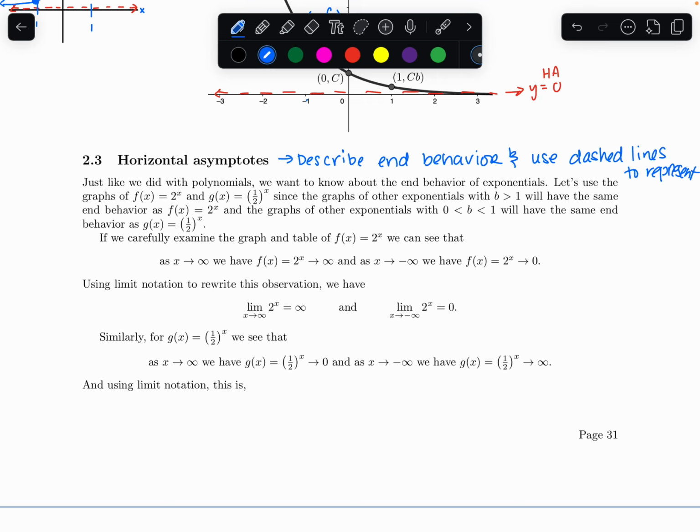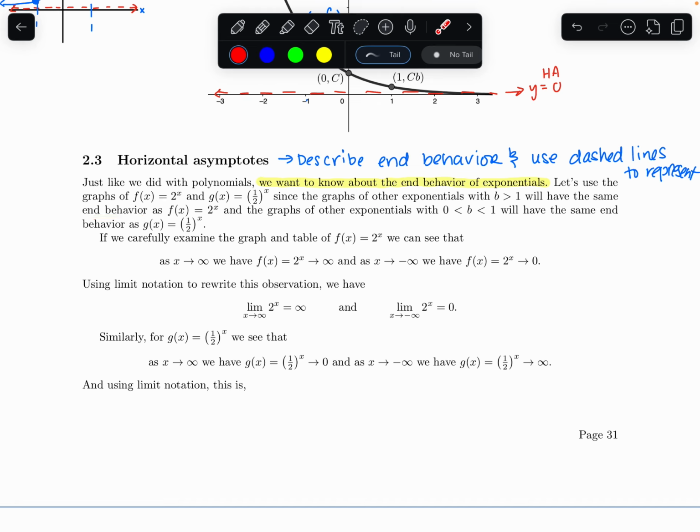And so let's talk a little bit more. There's a lot going on here. Let's kind of dig through it. Just like we did with polynomials, we want to know about end behavior, right? So that's the big question. We want to know about end behavior of an exponential. When we looked at the graph of 2 to the x and 1/2 to the x, we had some similar end behaviors, some things kind of switched up, right?